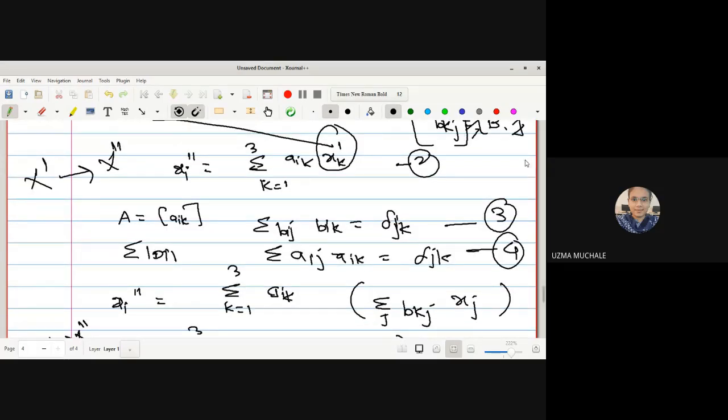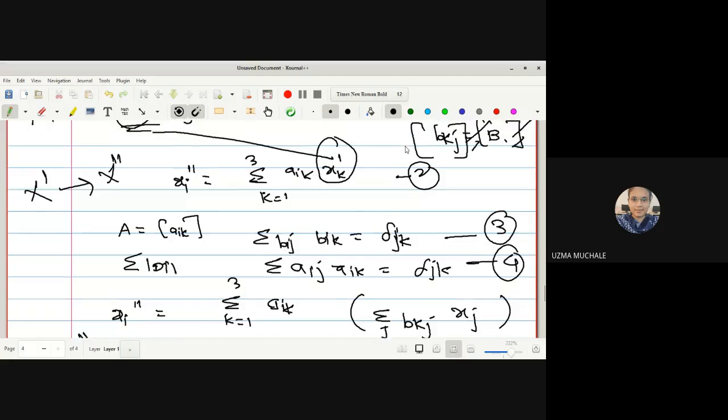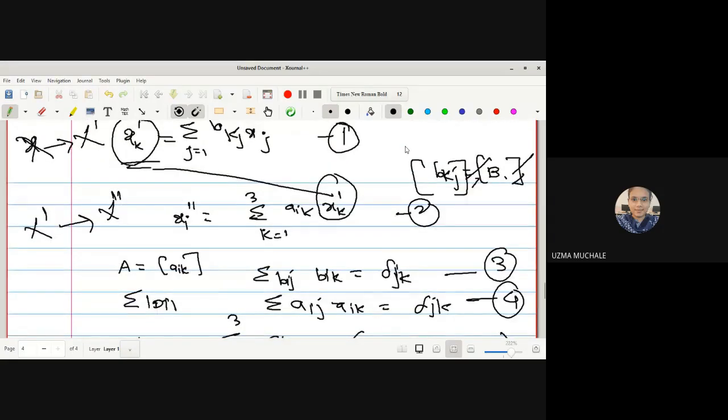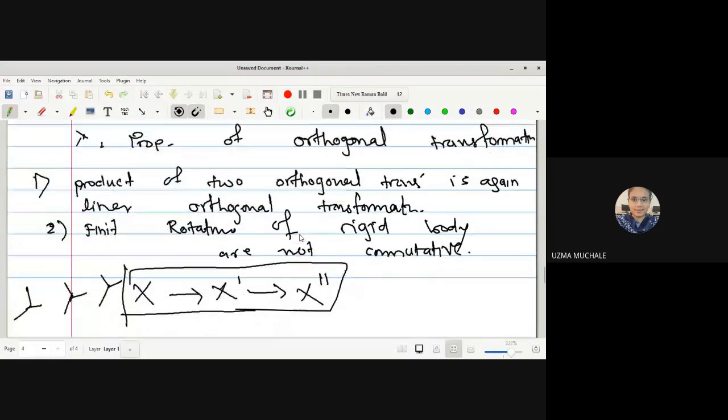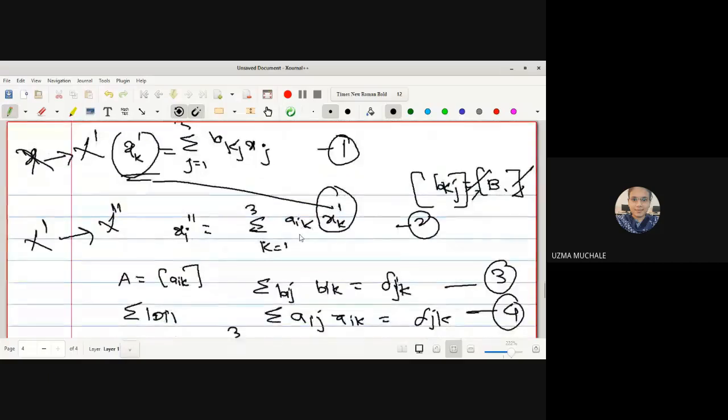What are these for? Equation 3 is for the orthogonality condition of equation 1. Equation 2 is for the orthogonality condition of equation 4. Right? What was our question? The product of two orthogonal transformations should again be an orthogonal transformation.